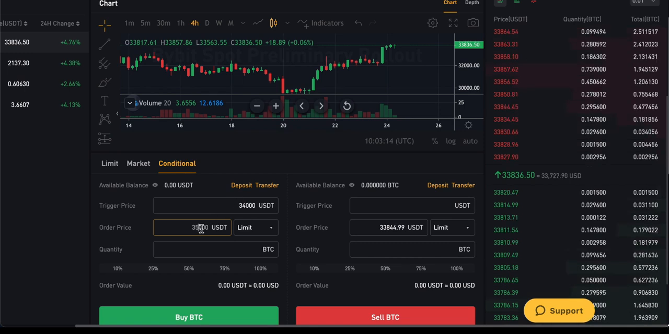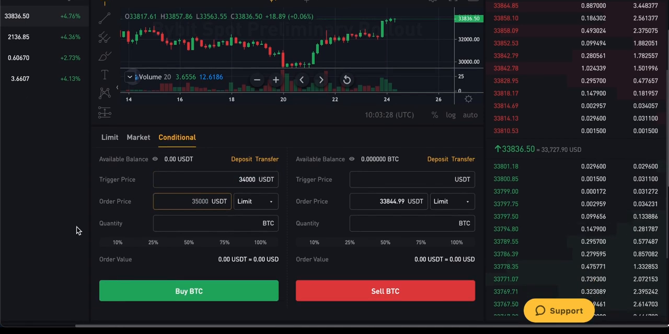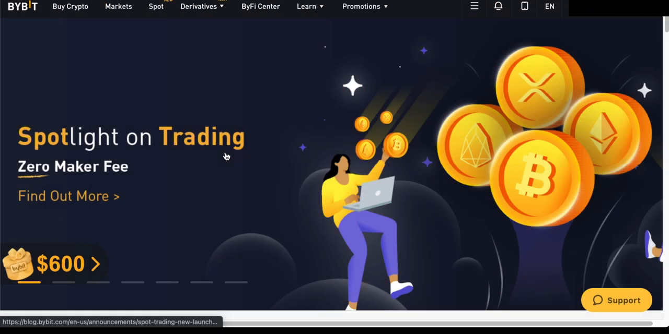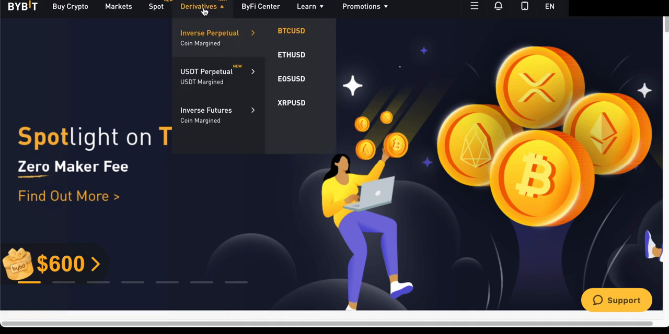There are a lot of reasons why traders use stop orders or conditional orders, as Bybit call it, really because they only want to enter into an order when the price reaches a certain level, and you can use that as you want. Now let's get into trading derivatives on Bybit, and Bybit is the number 2 or 3 derivatives crypto exchange. So we can come up here to derivatives, and there are a few different options.